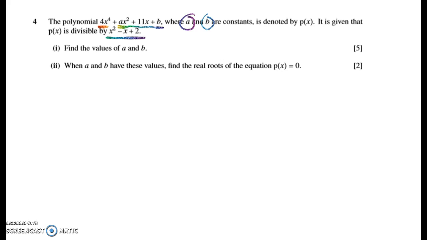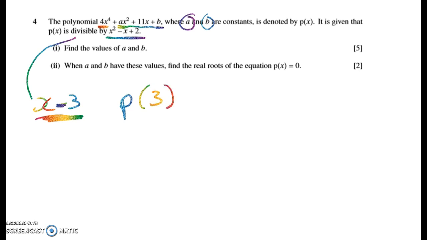Now, if this were just a linear factor, for example, x minus 3, this would be easy because we could use the factor theorem. So suppose instead it said it's divisible by x minus 3. Then we'd substitute in p of 3 and we'd say that equals 0 by the factor theorem. But we can't do that because we don't have a linear factor, and the factor theorem works with linear factors.